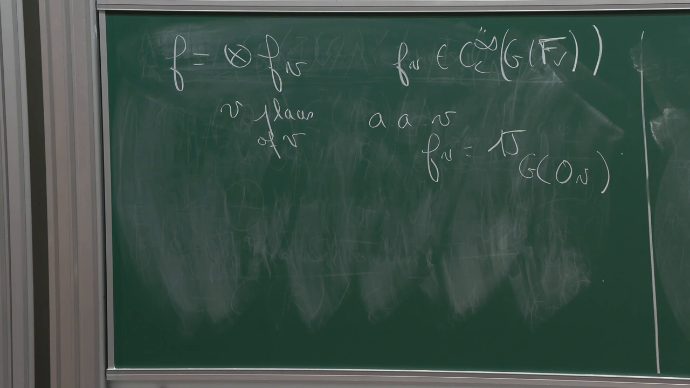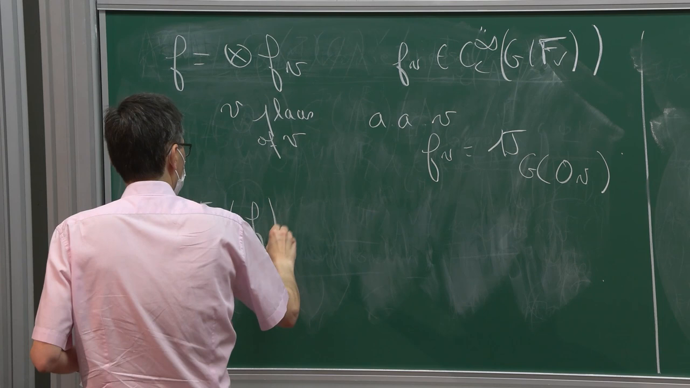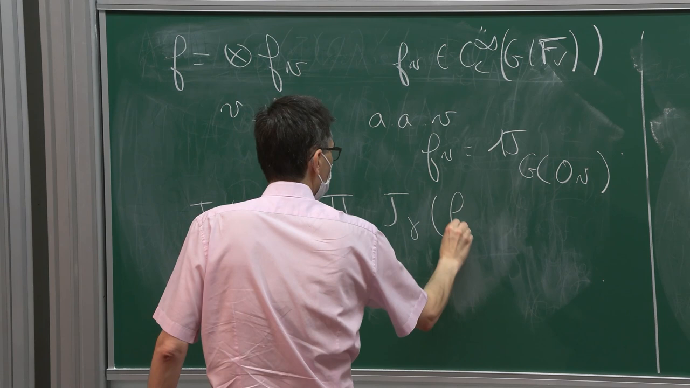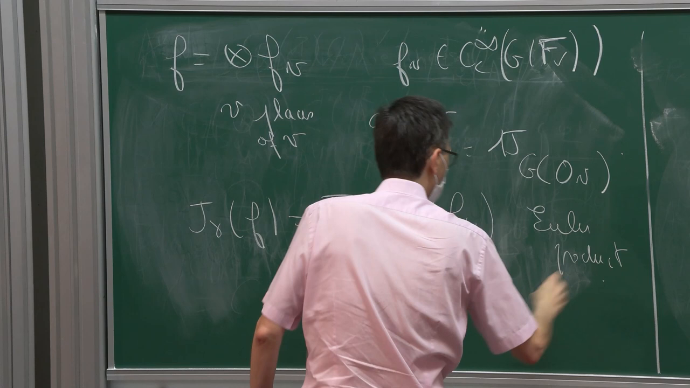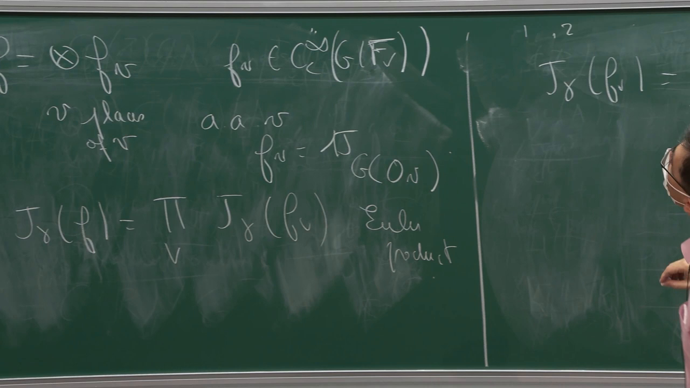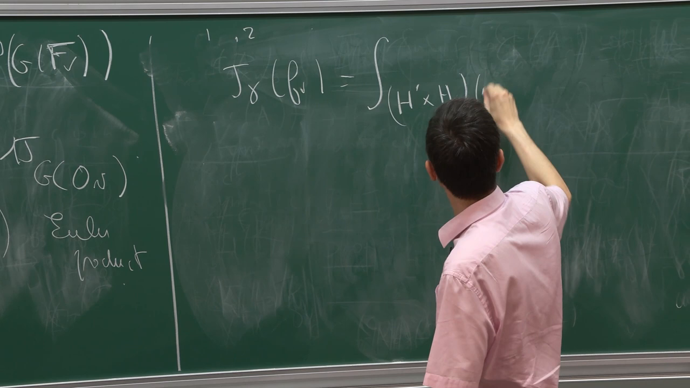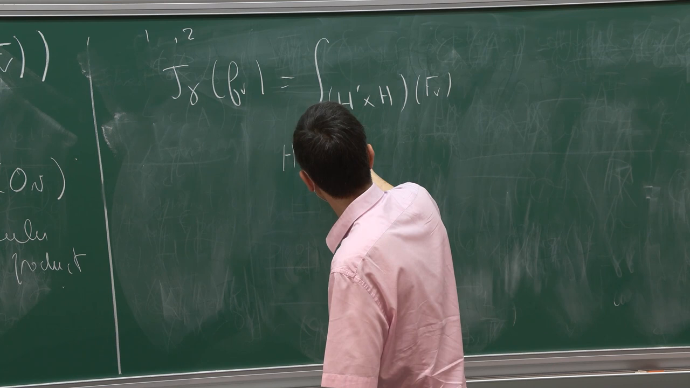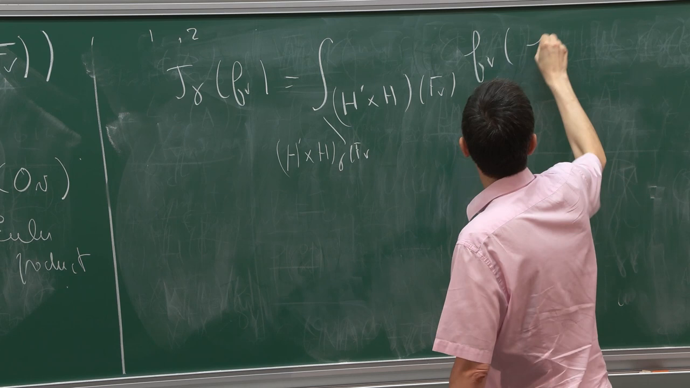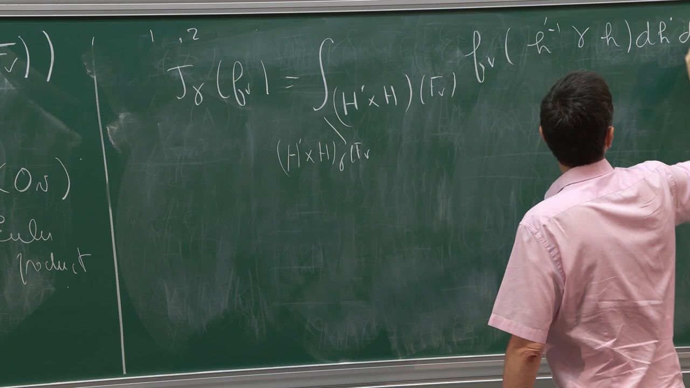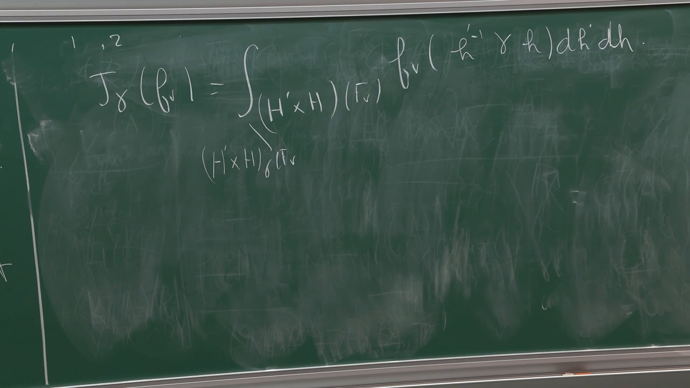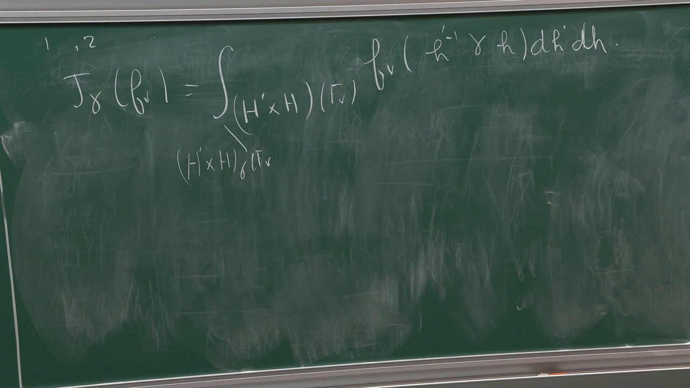Okay. And the orbital integral can then be written as an Euler product of local orbital integrals. So this is the same definition, but just over the local field FV. So this is a link between, say, the global analysis and the local analysis. And we can show that almost all factors are in fact one in this product.